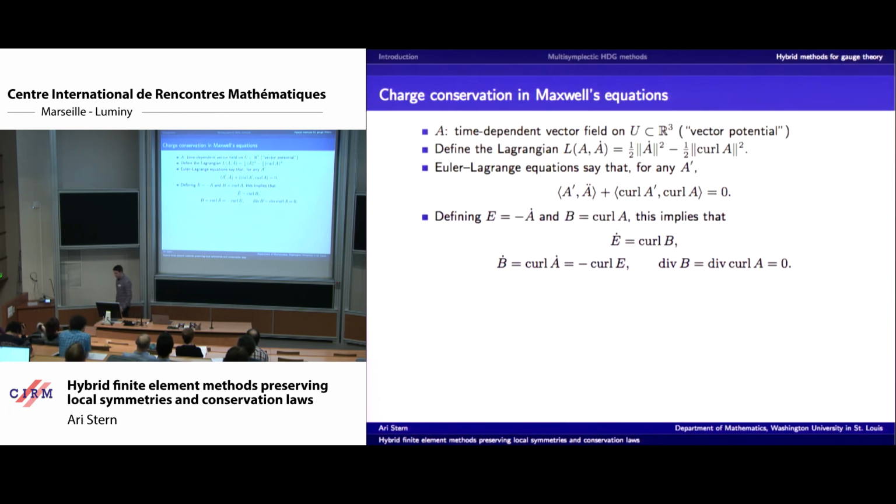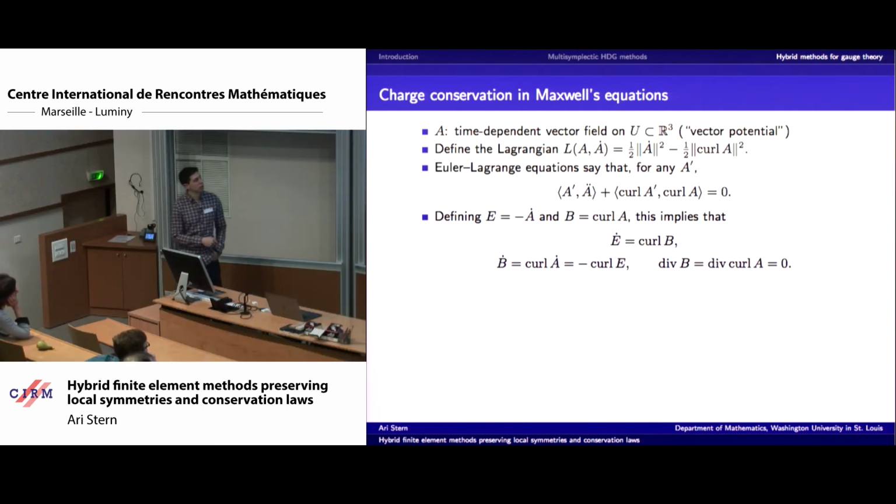All right, so if I define the electric field E to be minus A dot and the magnetic field B to be curl A, what this equation says is that E dot is equal to curl B. And furthermore, if I just differentiate B equals curl A, I get B dot equals minus curl E. And if I take the divergence of B, well, div of curl vanishes, so divergence of B is 0.